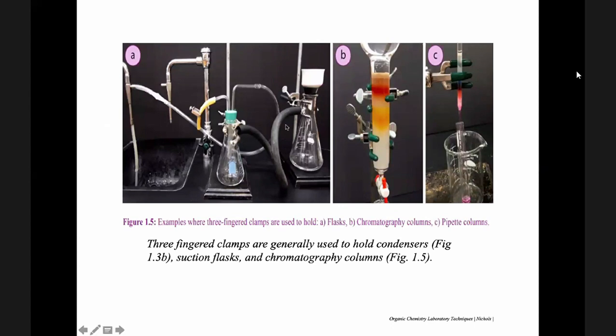Okay, this is how to use the three-fingered clamps. Here is letter D, holding a chromatography column. Letter C is holding a pipette column. And letter A is holding a flask. So the three-fingered clamp is used in this situation.